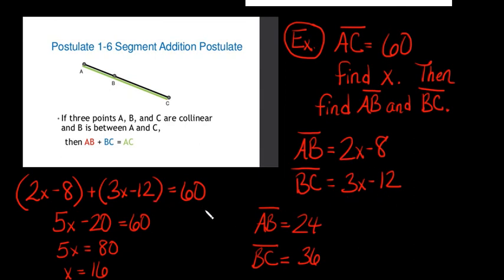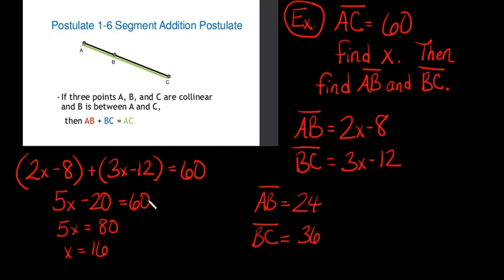So what I've done is right over here: 2x minus 8, that's AB, added to 3x minus 12, which is BC, and that equals 60. And if I do my algebra, which y'all should know, I'm going to find that x equals 16. So when I put 16 in for x, right here for AB and right here for BC, I can solve that and find that AB equals 24 and BC equals 36.